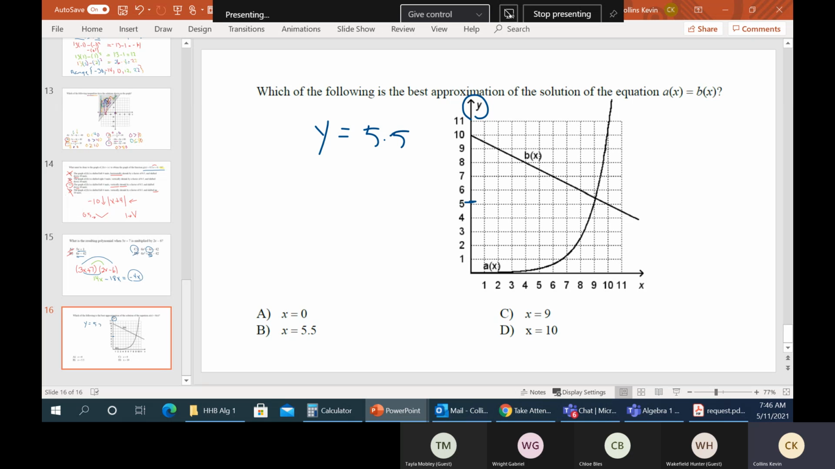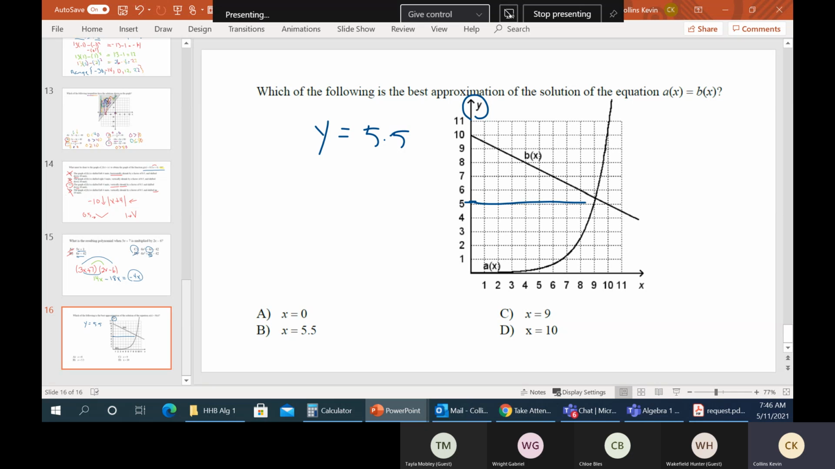So they did that to be tricky, right? So that's a y value. But what you're telling me is that 5.5, these guys are at the same height, right? Okay. So now we need an x value. So at what x value are they both at the same height?